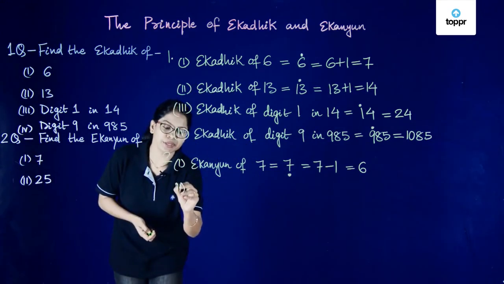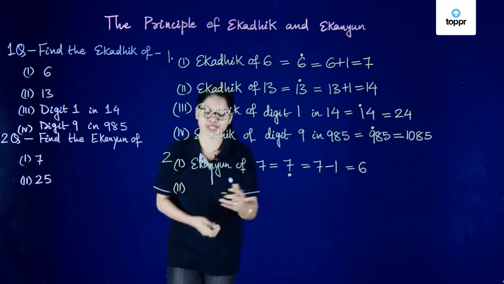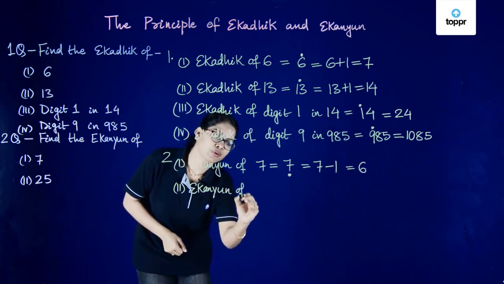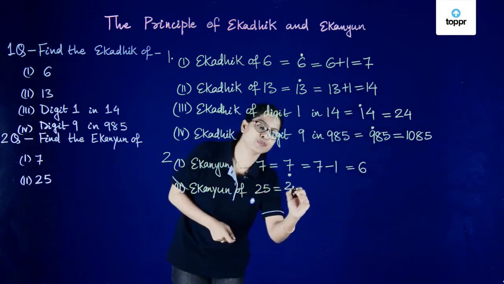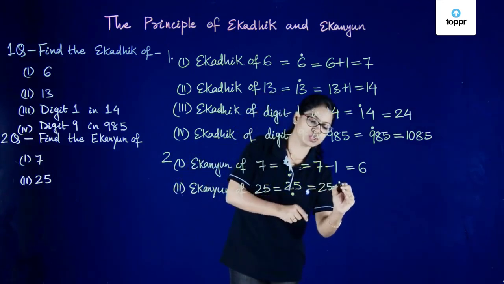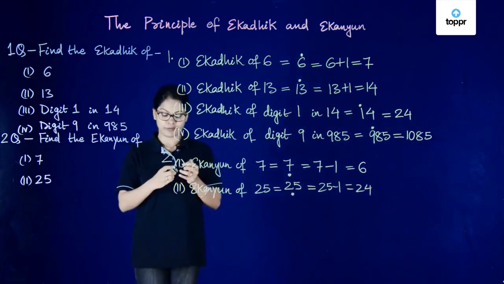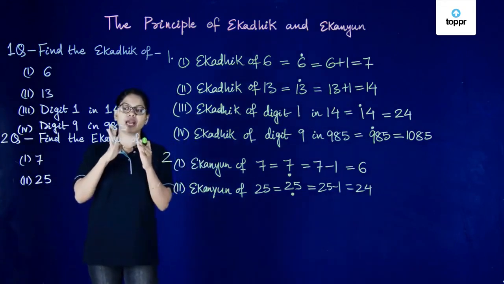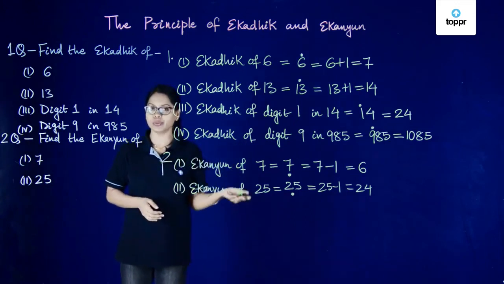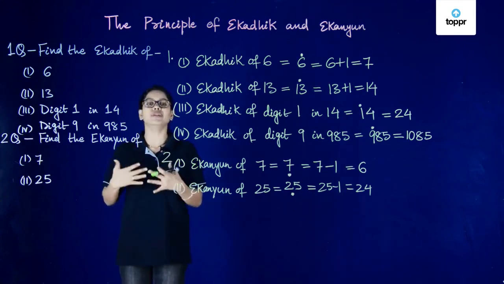Now, the second bit here, we need to find Ekanyun of the number 25. So, it's a two-digit number, but we'll do it in the exact same manner. Ekanyun of 25, and Ekanyun is represented with a dot below the number, and that's equal to 25 minus 1, that's equal to 24. So, 24 is the Ekanyun of 25. So, in today's class, we are now clear with what is the meaning of Ekadhik and what's the meaning of Ekanyun. And so, we can find the Ekadhik and Ekanyun of any given number or a given digit in a number.